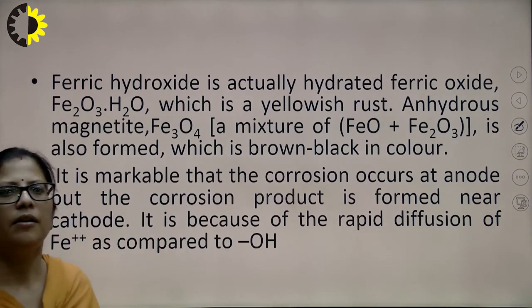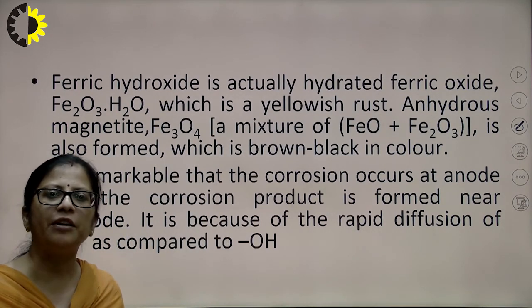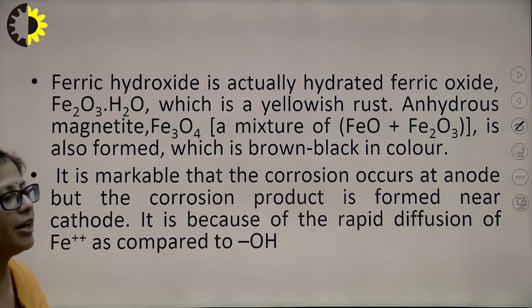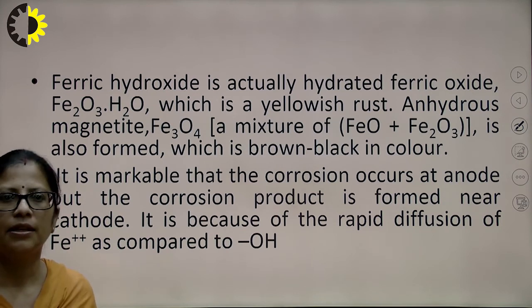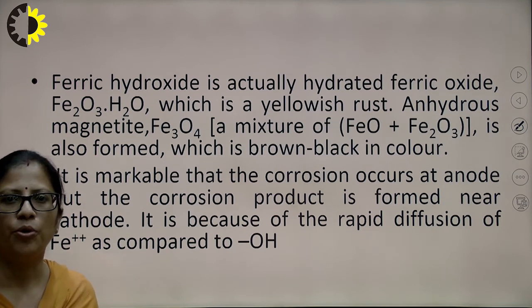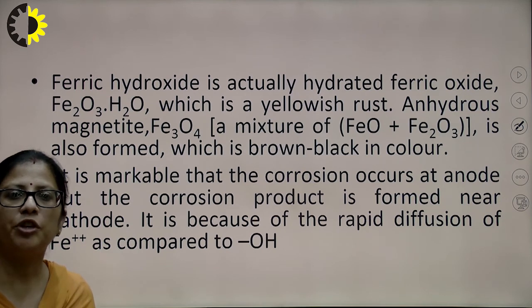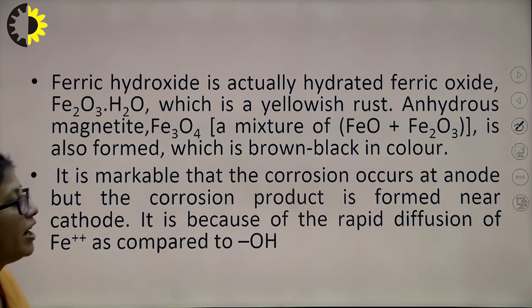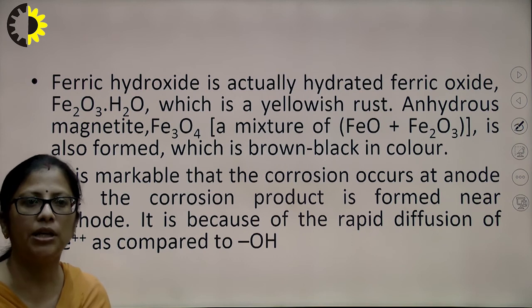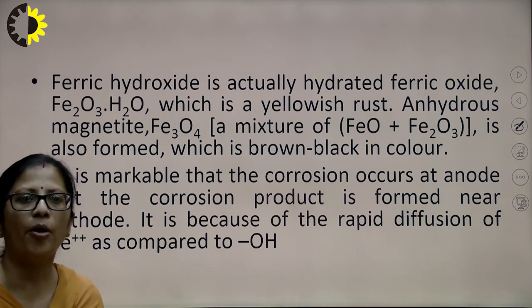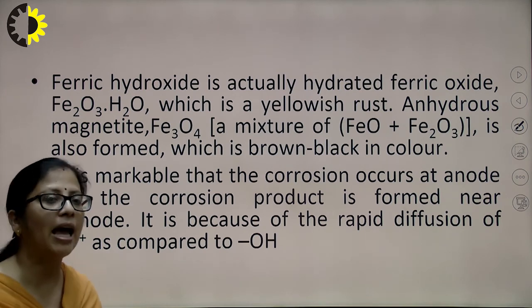Now, the ferric hydroxide which is formed is actually hydrated ferric oxide, Fe2O3·H2O, which is a yellowish colored rust, and anhydrous magnetite Fe3O4, which is a mixture of FeO and Fe2O3. It is also formed, and it is brown to black in color.